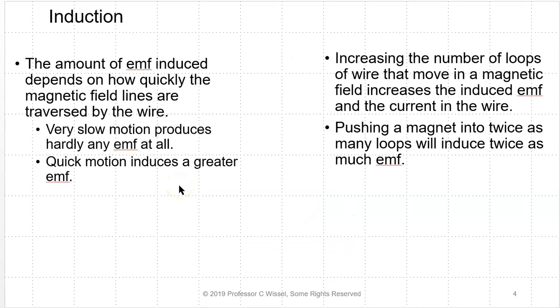The amount of EMF induced depends on how quickly the magnetic field lines are traversed by the wire. Very slow motion produces hardly any EMF at all. A quick motion produces a greater EMF. Increasing the number of loops of wire that move in a magnetic field increases the induced EMF and the current in the wire. Pushing a magnet in twice as many loops will induce twice as much EMF.